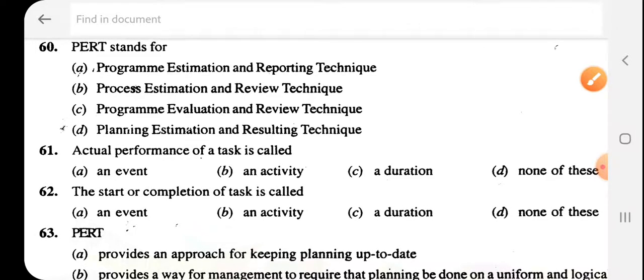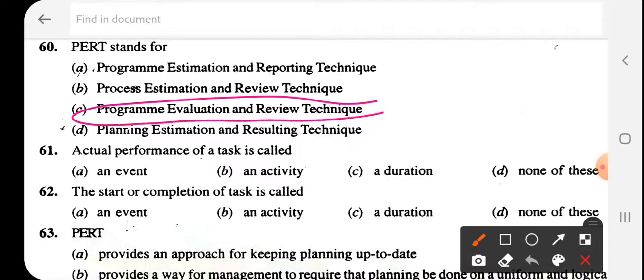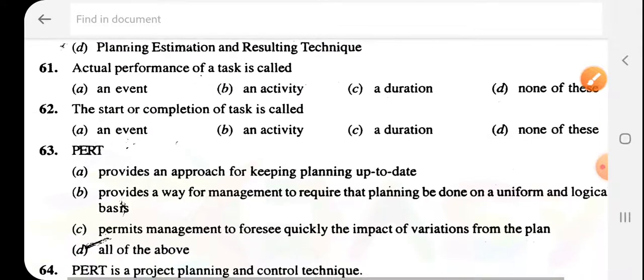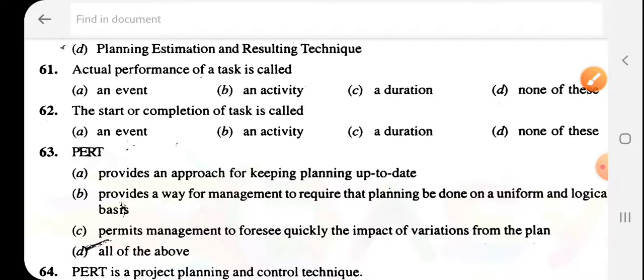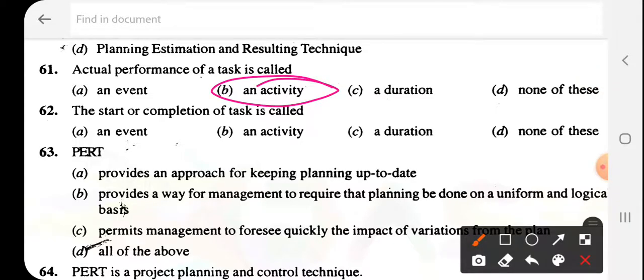PERT stands for program evaluation and review technique. Important, this one also. Actual performance of a task is called an activity. That one you know. The start or completion of a task is called an event. Important.